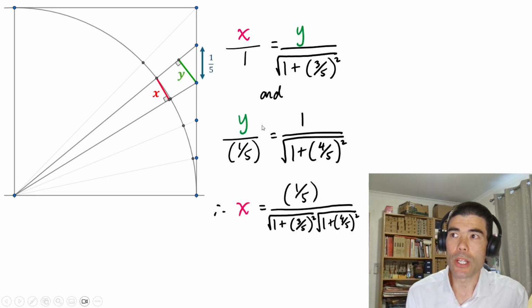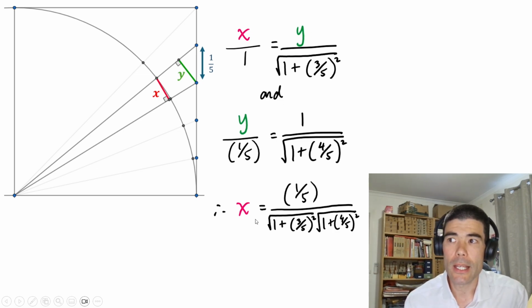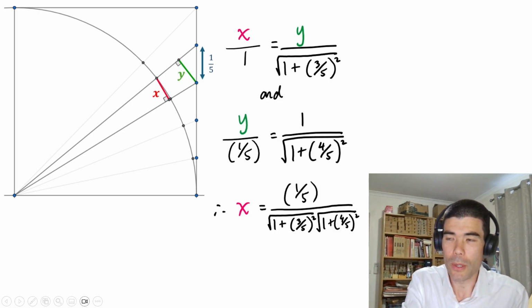Now we can put those 2 equations together. If we imagine getting y by itself, multiplying by 1/5 here, and then substituting all that into this one up here, we'll get x is equal to 1/5 divided by the square root of 1 plus 3/5 squared times the square root of 1 plus 4/5 squared. Not obvious at all yet how this is getting to our infinite series.